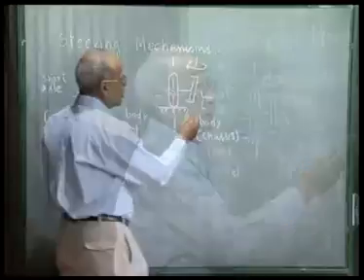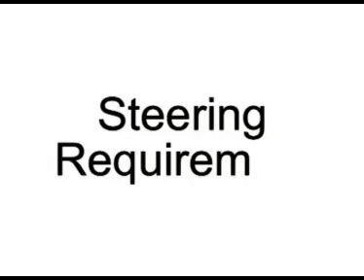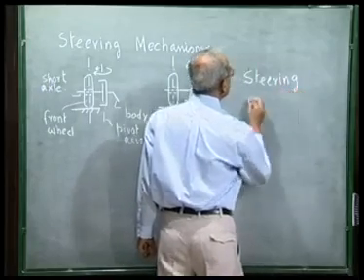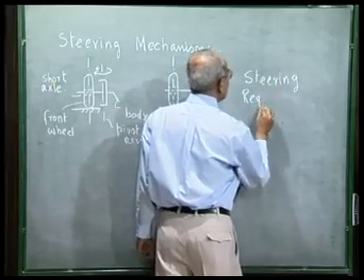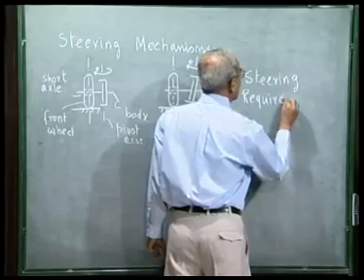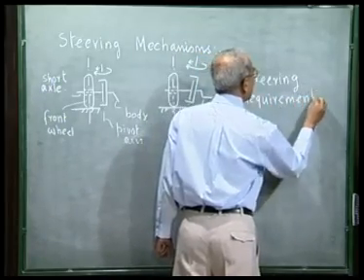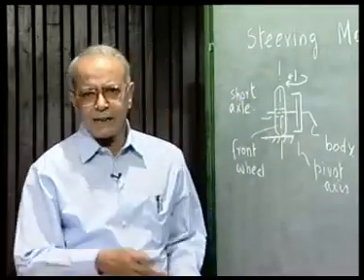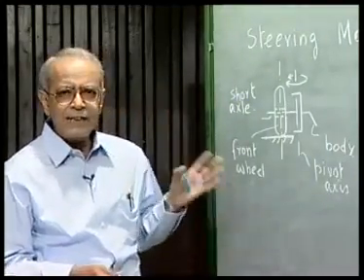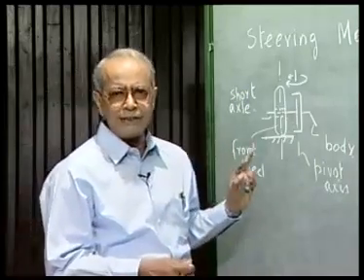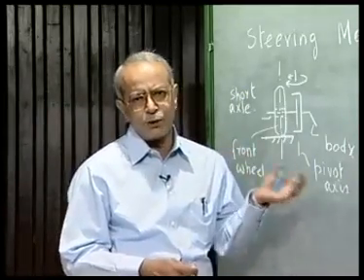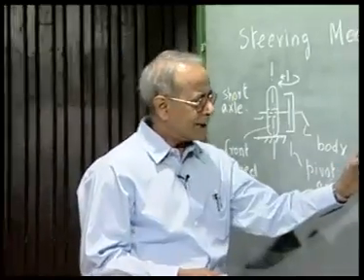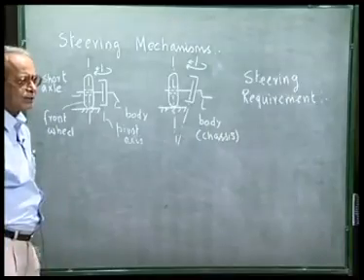First, we should discuss what the steering requirement is. When the automobile takes a turn, either a right hand turn or a left hand turn, it is imperative that all the wheels, that is the two front wheels and the two back wheels, continue to roll. What is the rolling condition? That at the contact point, velocity must be 0.